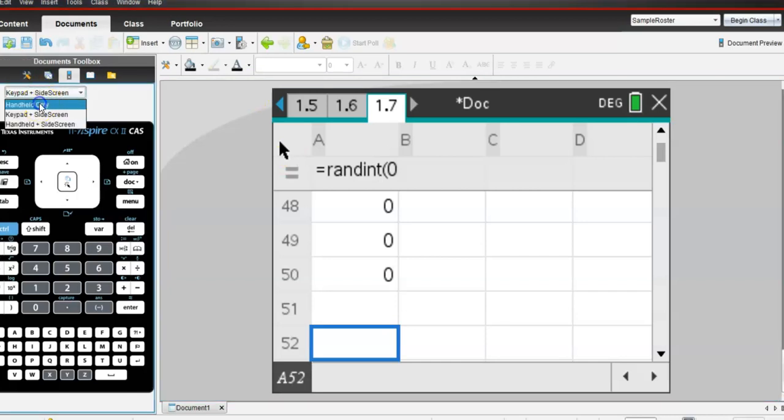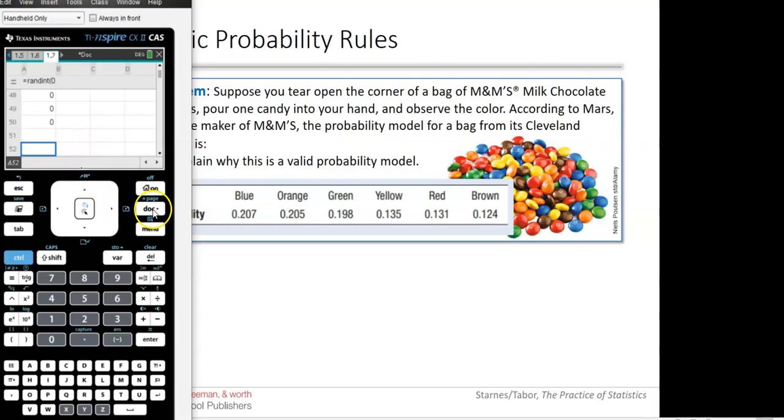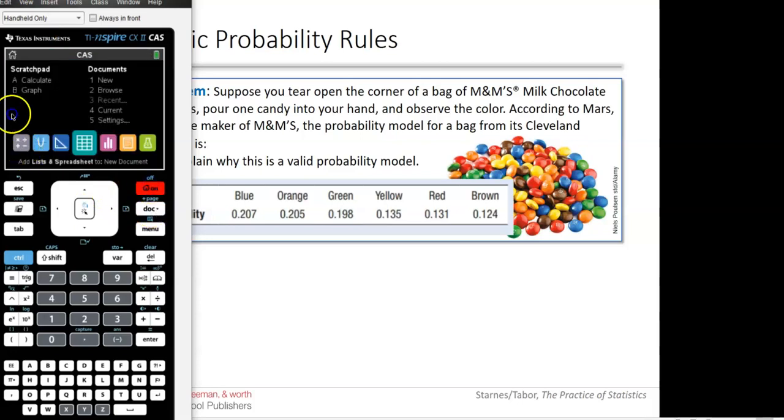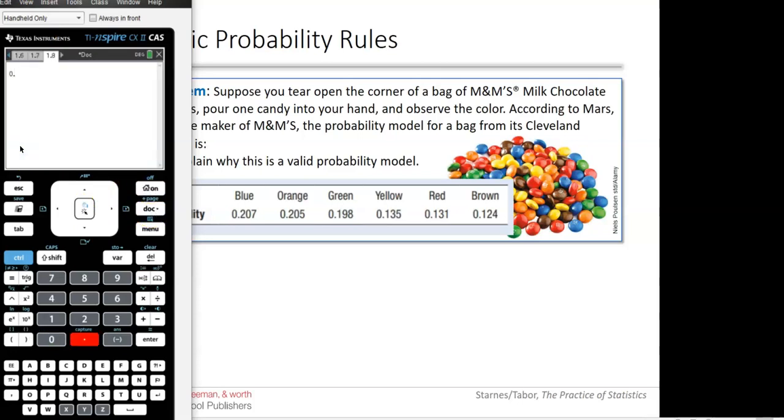is I'm going to add up those numbers in my calculator. So I'm going to go to the calculator page, type in 0.207 plus orange is 0.205, green is 0.198, plus yellow is 0.135, plus 0.131, plus 0.124. And we get exactly 1, right?